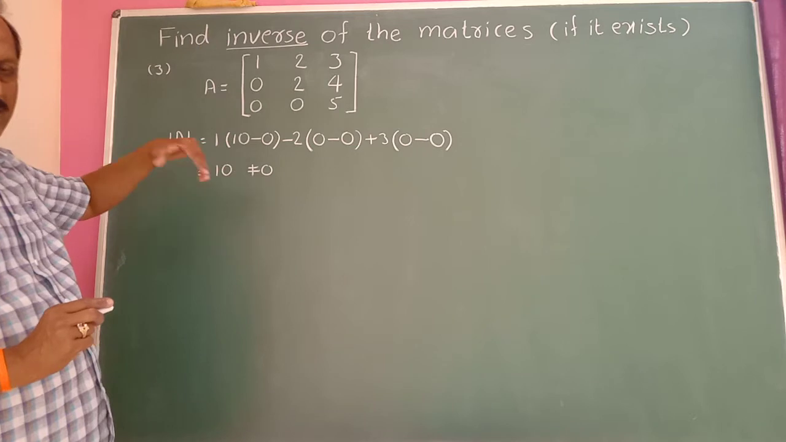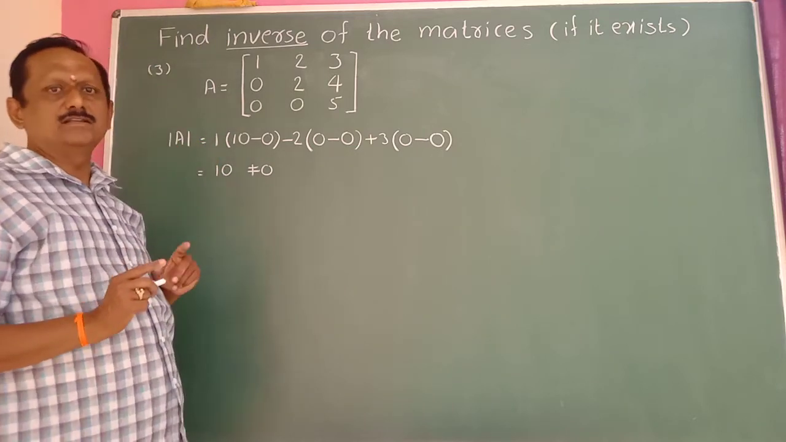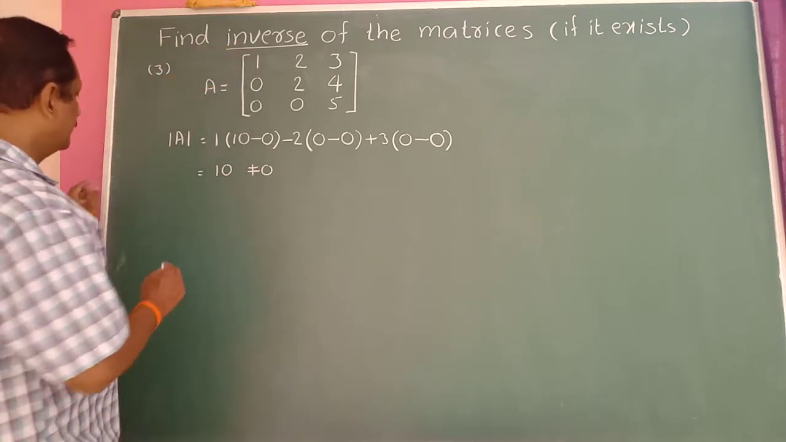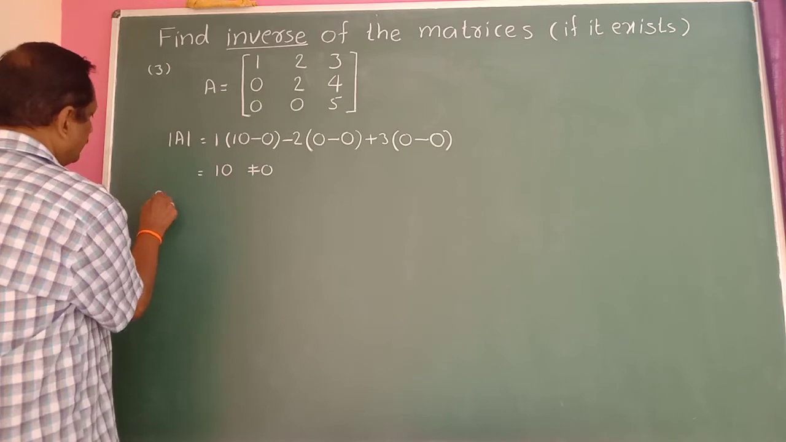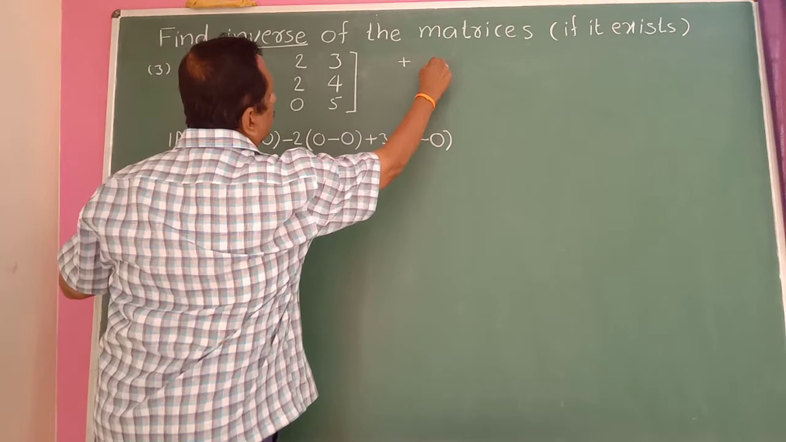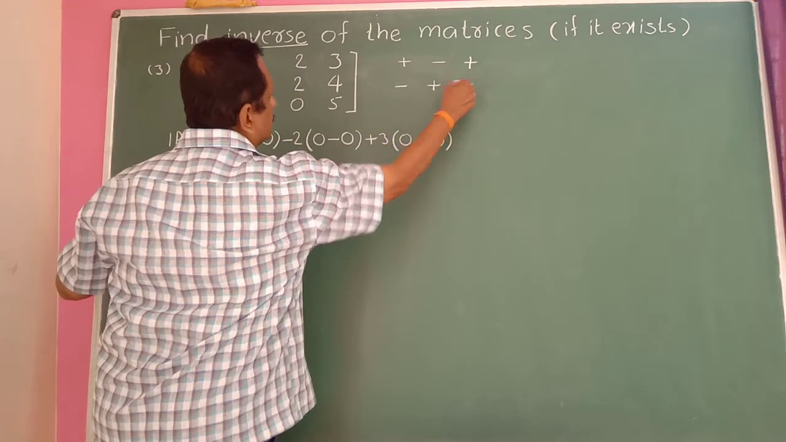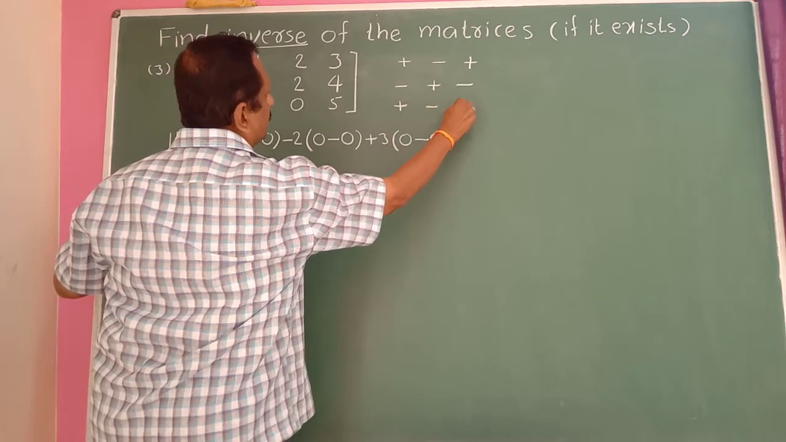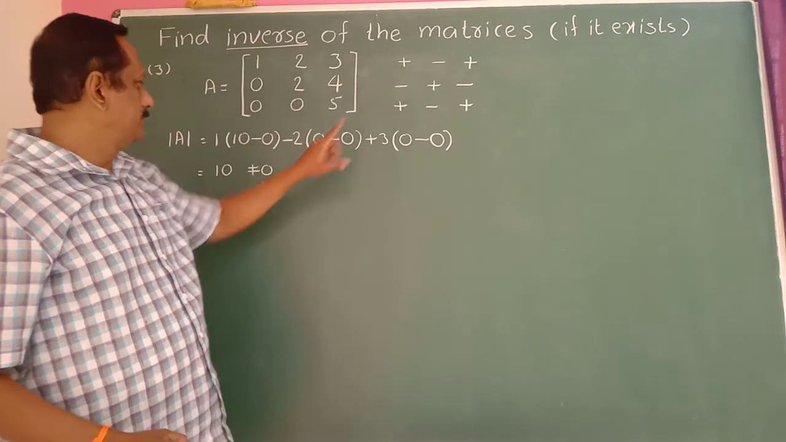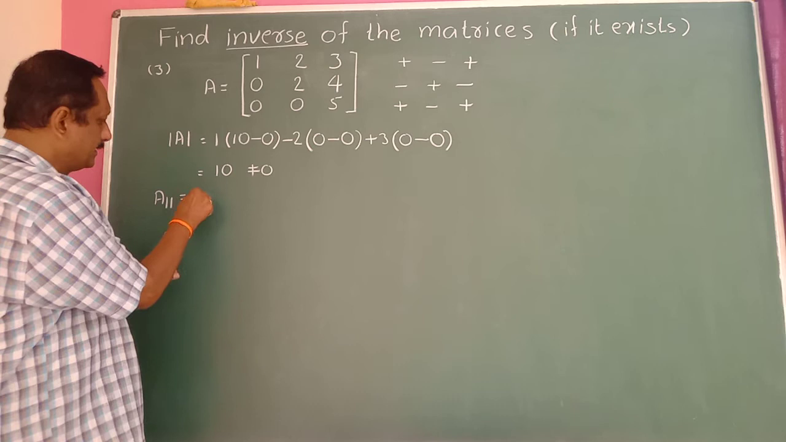The next step here, find the adjoint of the matrix. If you want the adjoint, find the cofactors of each element here. Find the cofactor of this element first, A11. A11 is equal to, just remember here: plus, minus, plus, minus, plus, minus. So plus, minus and plus here. So for this element, multiply plus sign here, because 1 plus 1 is 2, an even number, take plus sign here.